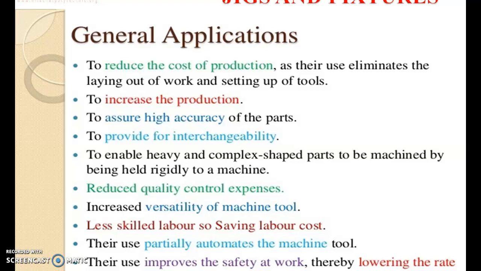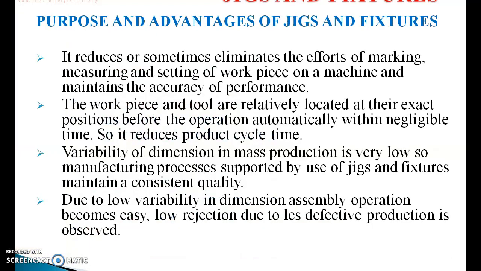Number 6, reduce quality control expenses. Number 7, increase versatility of machine tools. Number 8, less skilled labor, so saving labor cost. Number 9, their use partially automates the machine tool. And the last one, they are used to provide safety at work. So these are some advantages of using jigs and fixtures.